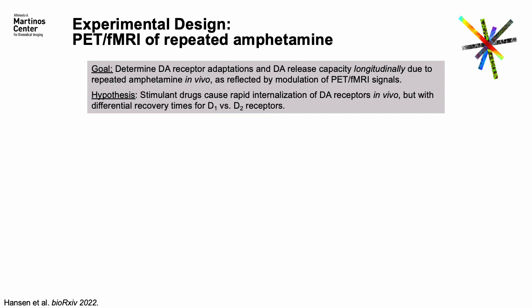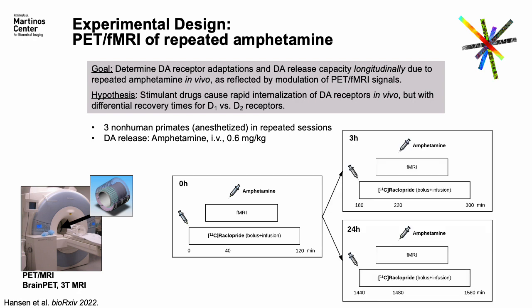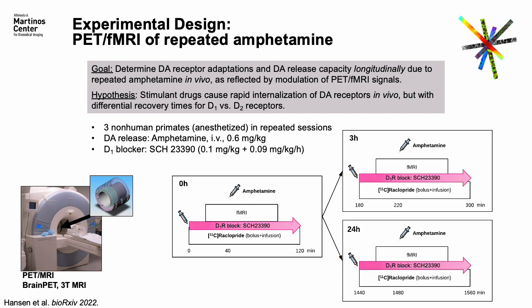So we designed a study to determine dopamine receptor adaptations over time in order to understand differential recovery times for D1 versus D2 receptors. This study was done in non-human primates, and we used a simultaneous PET/MRI scanner to look at an initial amphetamine injection at 0 hours, and then gave a second amphetamine injection at either 3 or 24 hours. As a second part of the experiment, we also gave a D1 receptor blocker in order to look at specificity of D1 versus D2 signals.